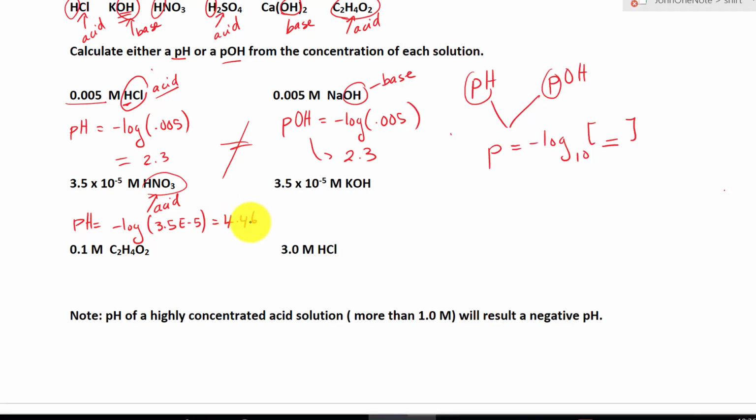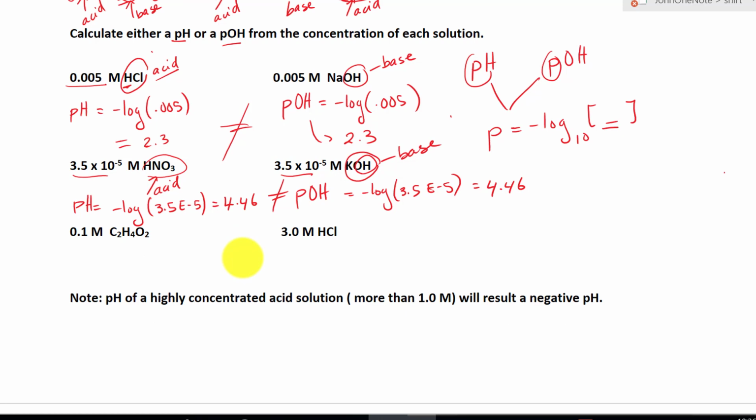There you go. And of course, in this case, we have the same values as that one, but this is a base, so this must be what? Right there, that tells you this must be pOH. And because it's the same values, we have negative log of 3.5 e to the negative 5, which gives us a pOH of 4.46 as well. And they are not the same thing, okay? So keep that in mind.